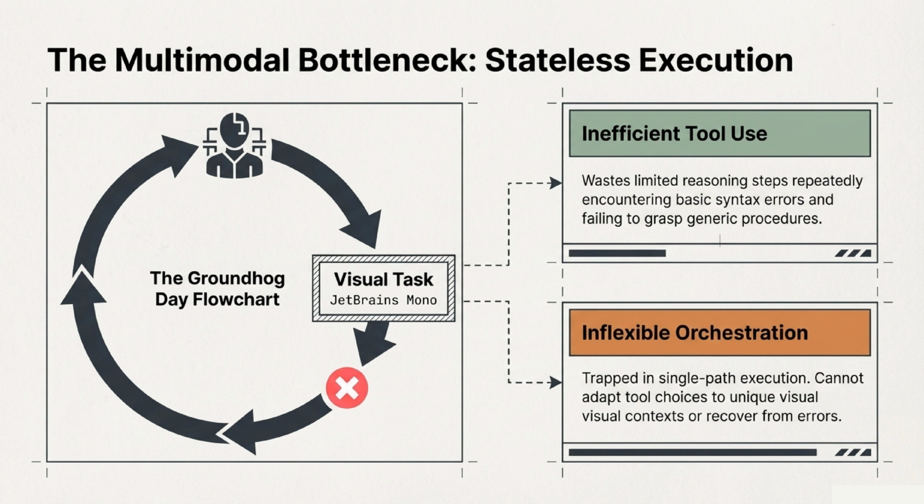Let's start by looking at the core problem we face today, the multimodal bottleneck, which we call stateless execution. Current agents are basically stuck in a Groundhog Day loop. Without memory, they suffer from inefficient tool use, wasting their limited reasoning steps constantly repeating the exact same basic syntax errors. Furthermore, they face inflexible orchestration. They are trapped in single-path execution and simply cannot adapt their tool choices to unique visual contexts or recover when they hit a roadblock.